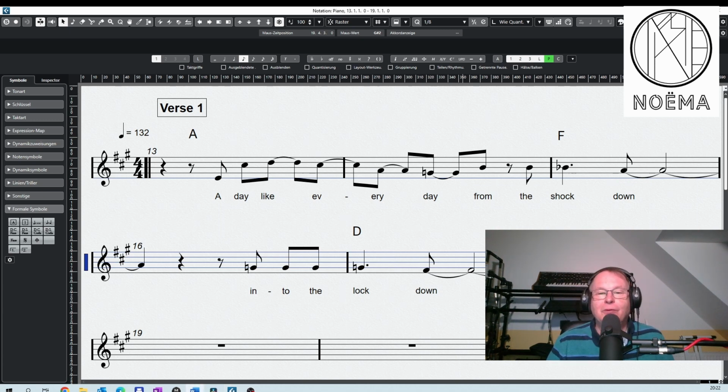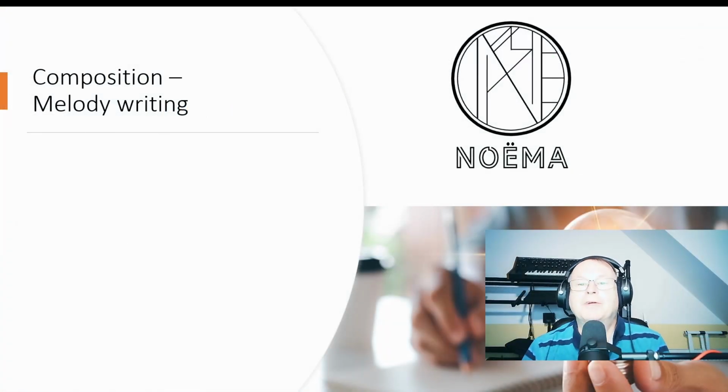Before we jump into the analysis, I will share some basic concepts of melody writing with you. I put together a few bullet points you might find useful when writing melodies for songs.